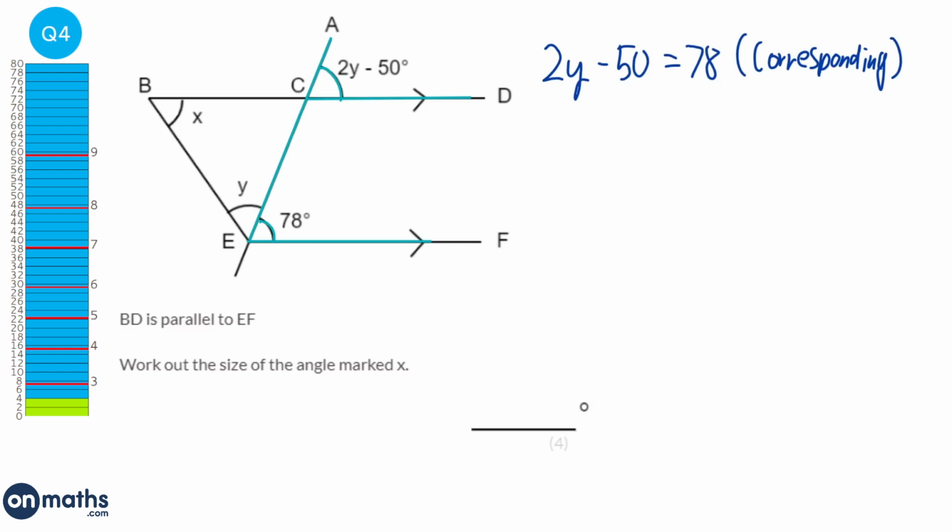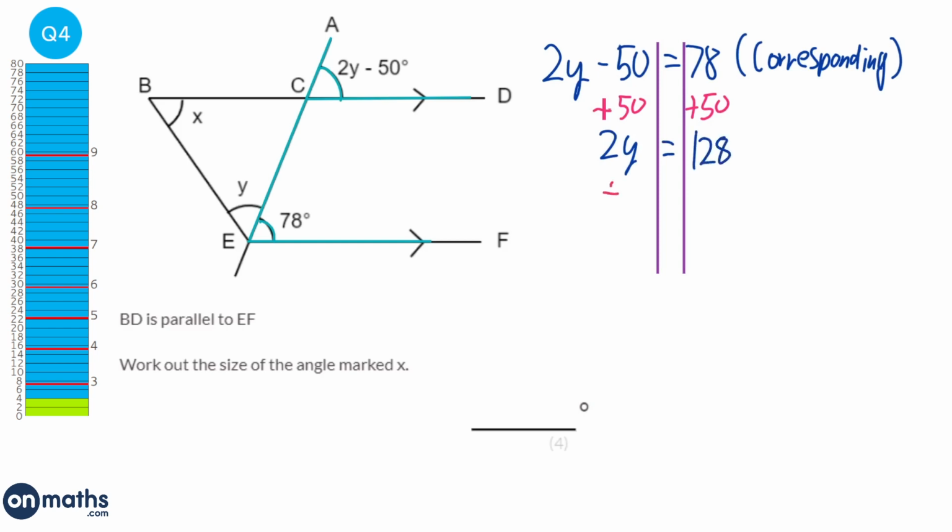Now here we've got an equation and we want to solve it. So we get our lines in. First of all, add 50 to both sides. So we've got 2y equals 78 plus 50, which would be 128. And then we're going to halve both sides, or divide by 2. So we've got 64. So we know that y is 64.